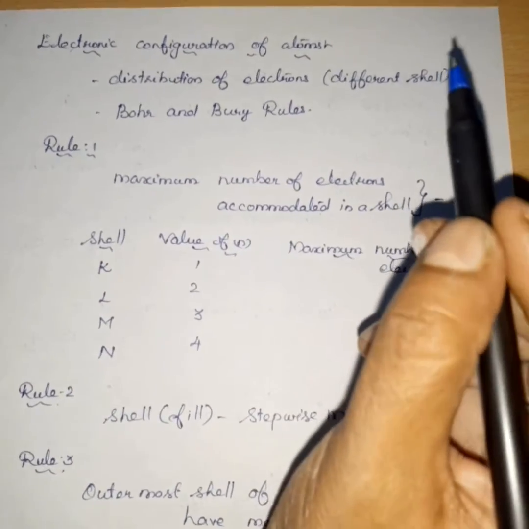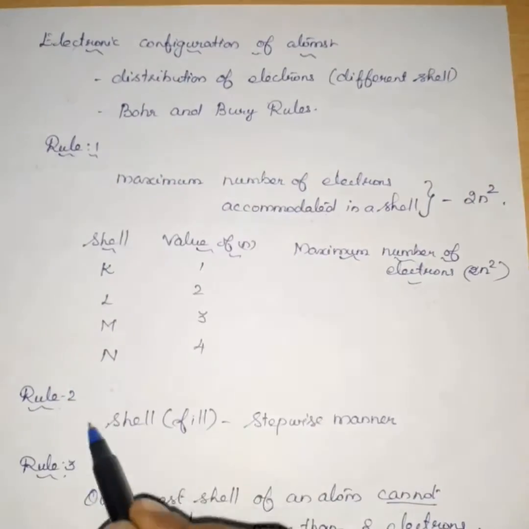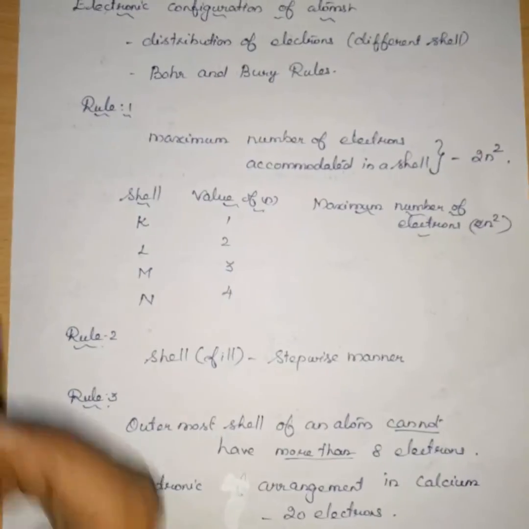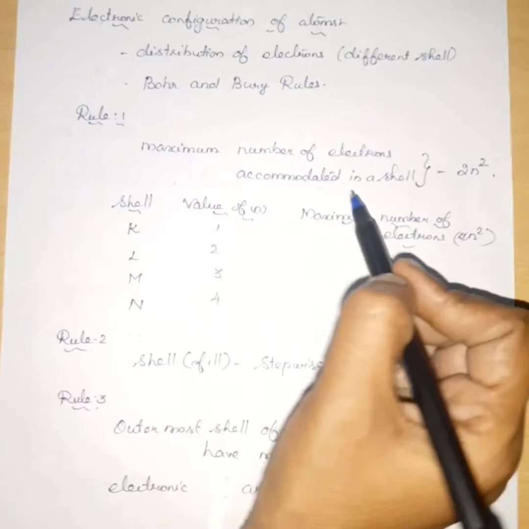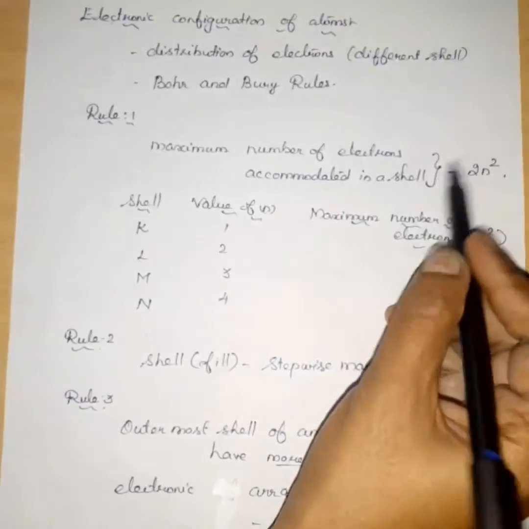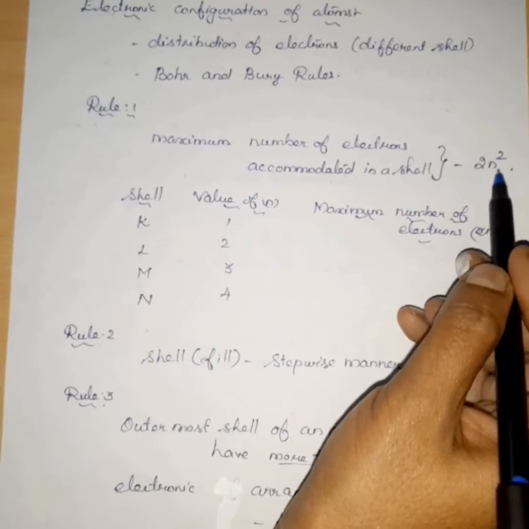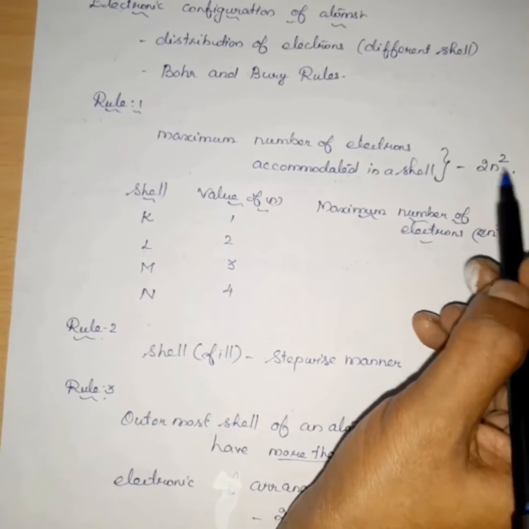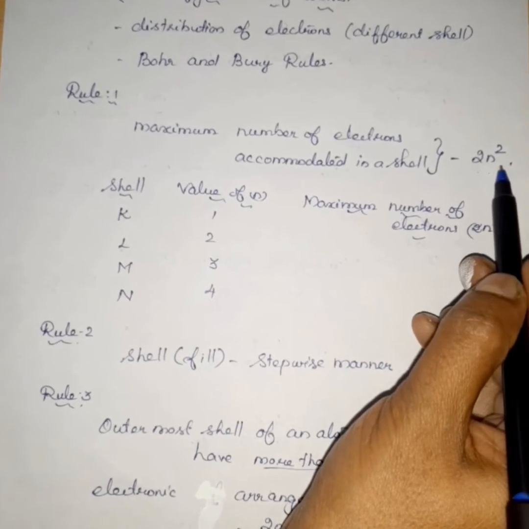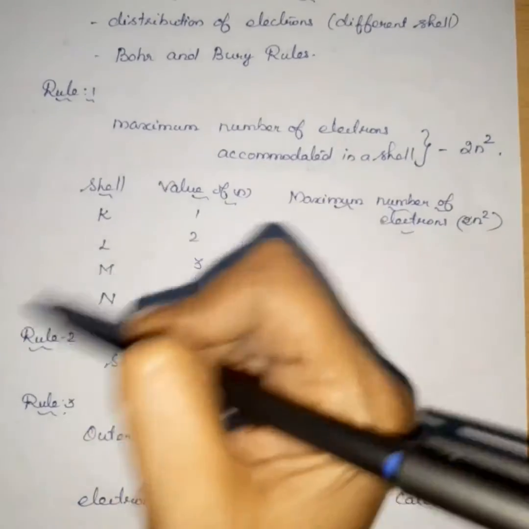There are 3 rules given by Bohr and Bury. The first rule, second rule and third rule. Now you are studying the first rule. The maximum number of electrons that can be accommodated in a shell is equal to 2n square. Here what is n? n is the serial number of the shell from the nucleus.